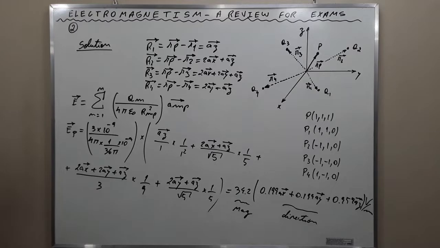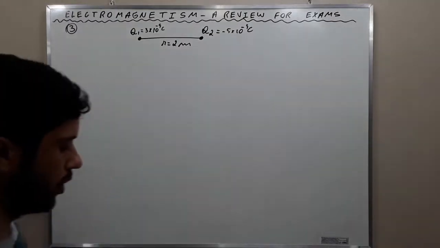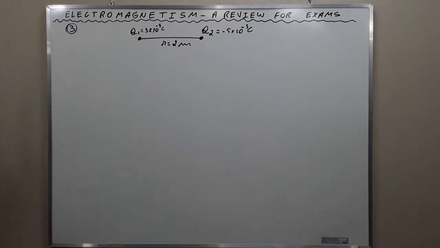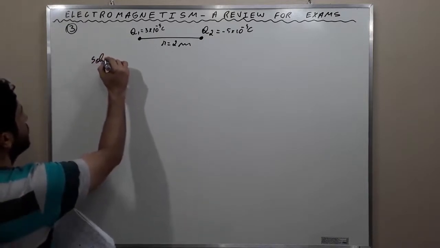Let's go to exercise 3 now. Exercise 3. 2-point charges of magnitude 3 times 10 to the negative 9 coulomb and minus 5 times 10 to the negative 9 coulomb are 2 meters apart. Determine the magnitude of the force between them and state whether it is attractive or repulsive. Okay, my friends, let's go to the solution.